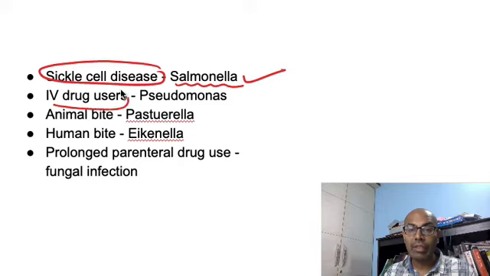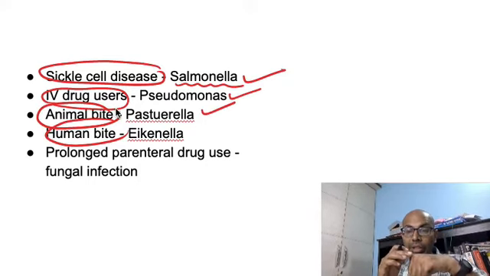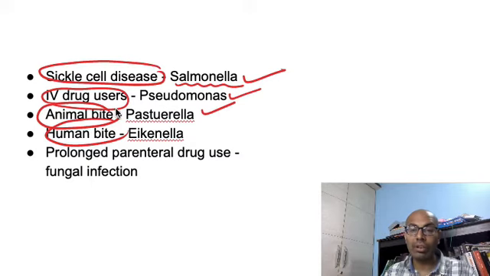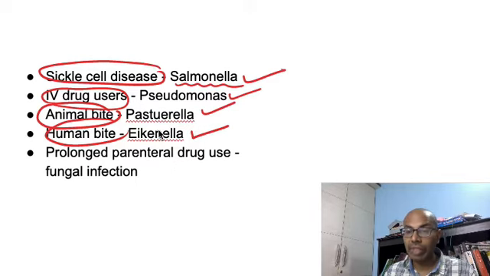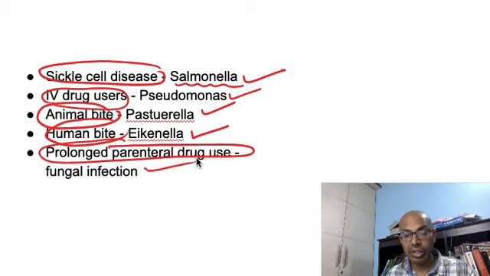In IV drug users, Pseudomonas is known to cause osteomyelitis. When there's an animal bite, you have Pasteurella. Human bite, especially in the hand, MCP joints, when somebody is punching and you punch the mouth and the teeth go into these MCP joints, they cause what is called Eikenella corrodens, right? This infection, osteomyelitis, can occur. Prolonged parenteral drug use can cause any kind of fungal infection. Remember this.